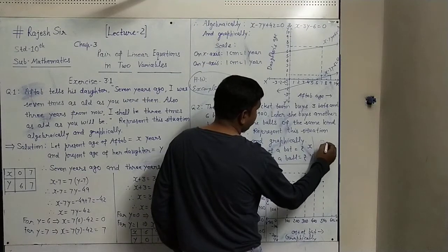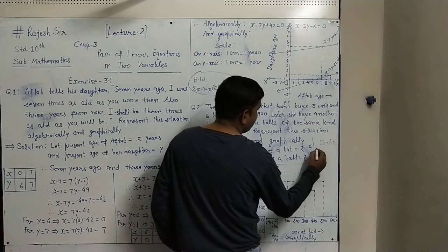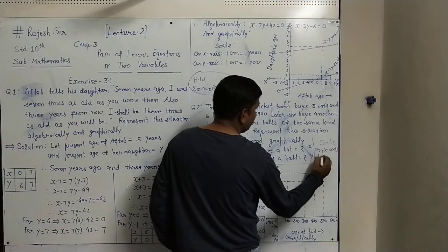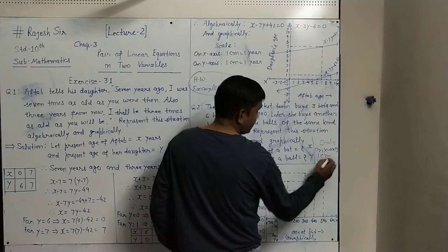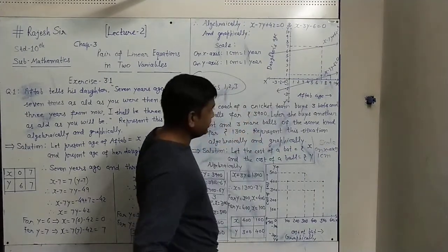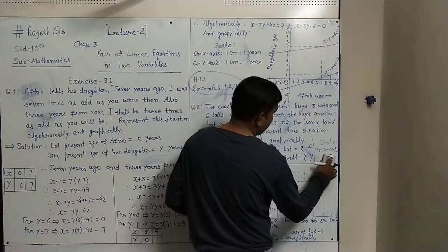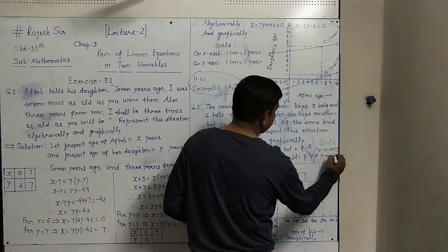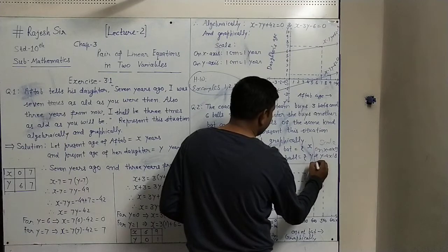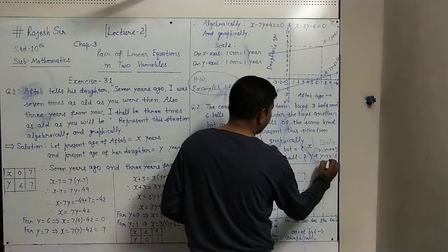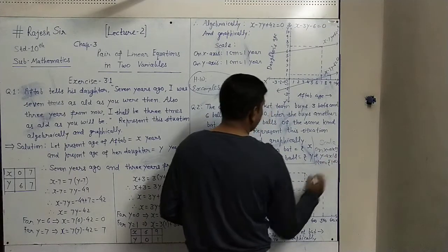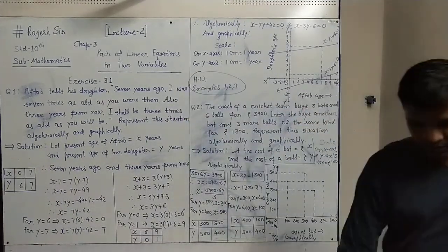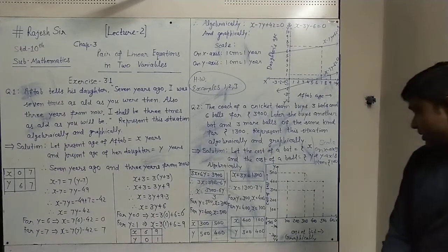Scale is, on x axis and y axis both, we have taken 1 centimeter equals rupees 100. 1 centimeter shows 100 rupees. So that we have to understand.